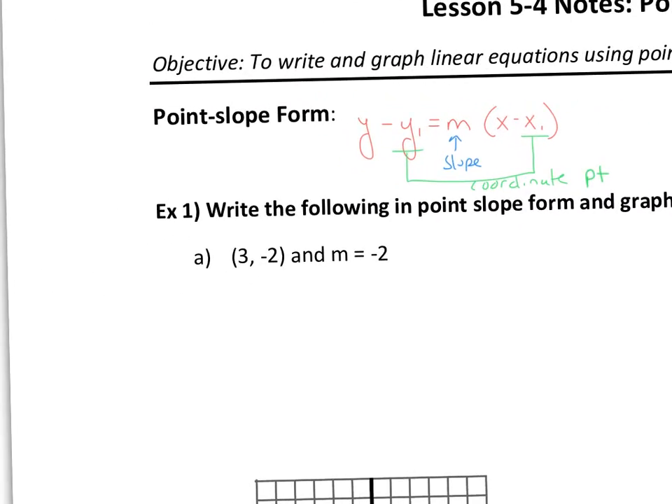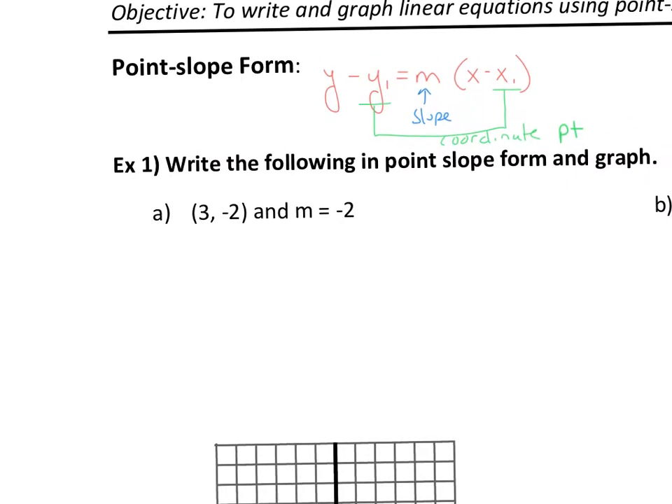Now please take note here. Right here it says point slope form. So guess what? You're going to need a coordinate point and a slope to write this equation. What the name is exactly what you are going to need to write the equation.